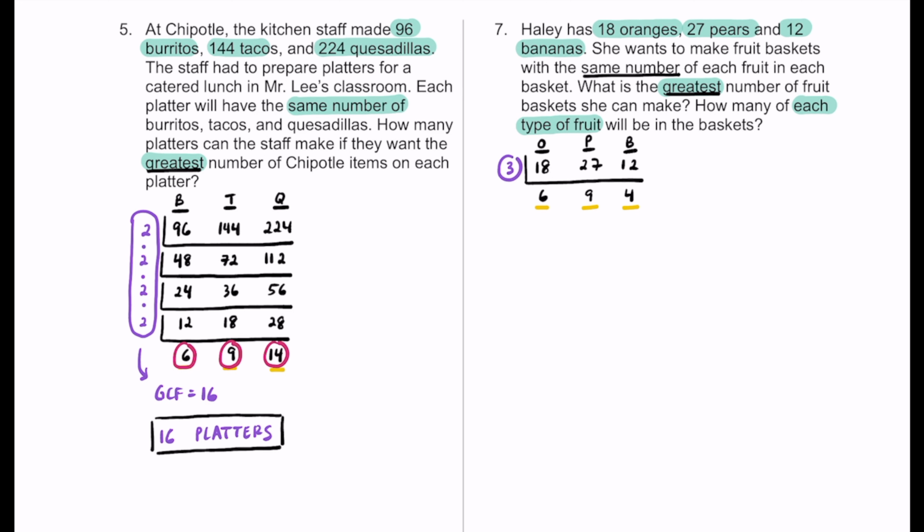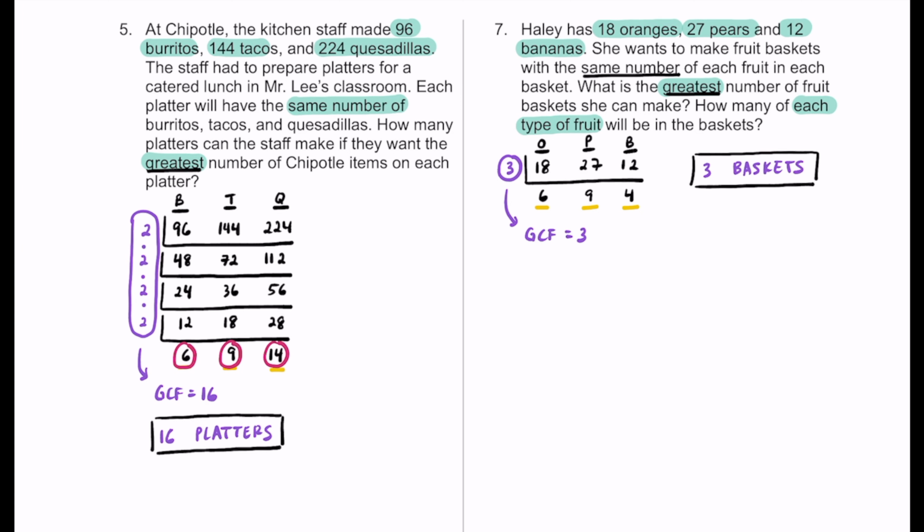This 3 on the side just tells us right away that our GCF here is going to be equal to 3. And what does it actually mean? Well, that's the greatest number of baskets. So we can say that 3 would be 3 baskets. It's the greatest factor that goes into all 3 of these. So we can only make 3 baskets, and that would be the most amount.